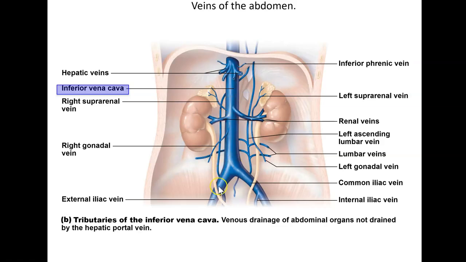The other thing we can notice down here is that our veins are arranged similar to the arteries. So we will have the external iliac vein draining up toward the common iliac vein, and our internal iliac vein is draining up into the common iliac vein as well. The two common iliac veins then drain into the inferior vena cava.